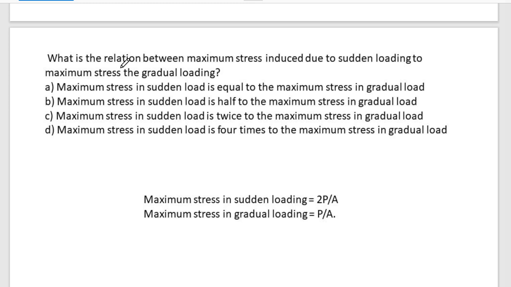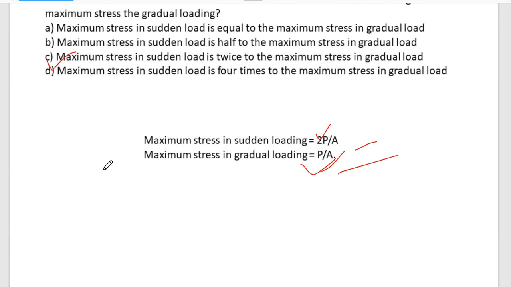35. What is the relation between the maximum stress induced due to sudden loading and the maximum stress due to gradual loading? Due to sudden loading it is 2 times P/A, and for gradual load it is P/A. So the relationship between the maximum stress induced in sudden loading is 2 times that of gradual loading. So the maximum stress in the sudden case is twice that of the maximum in the gradual case. Option C is correct.